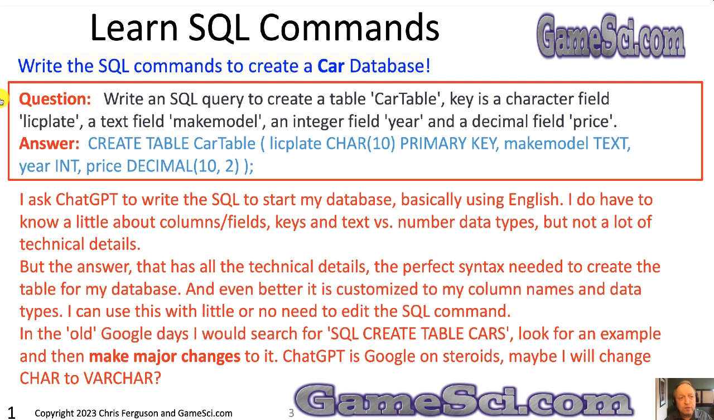So I've started a new thread and I pose this question. Write an SQL query to create a table, car table. The key is a character field, license plate, a text field make model, an integer field year, and a decimal field price. I just describe in English the table that I want to create, and boom, look, create table, car table. There's my license plate. It's a character field. It's a primary key. There's my make and model. It's a text field. There's my year. It's an int. There's my price, decimal.